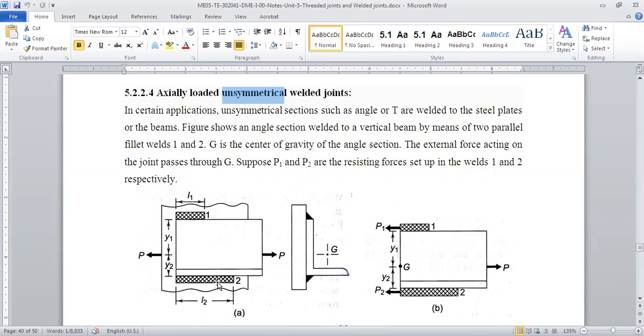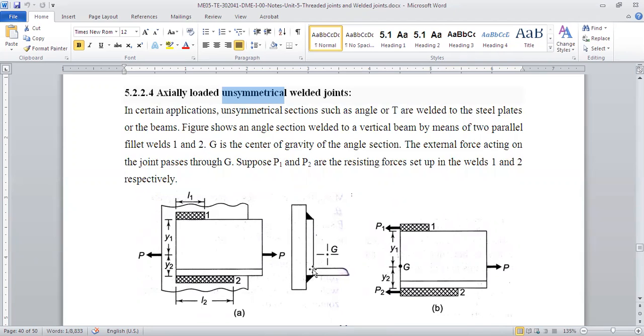Now just try to tell me what kind of stresses will be in the weld. First of all, try to understand what kind of stresses will be in this weld. Now there is an L angle. In that L angle, the top part and bottom part are welded.